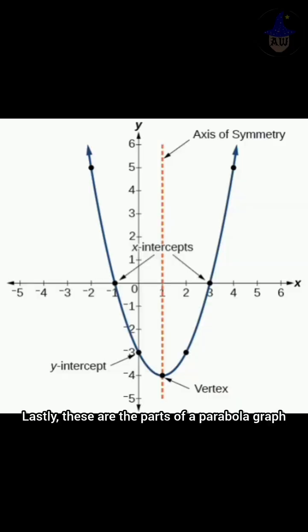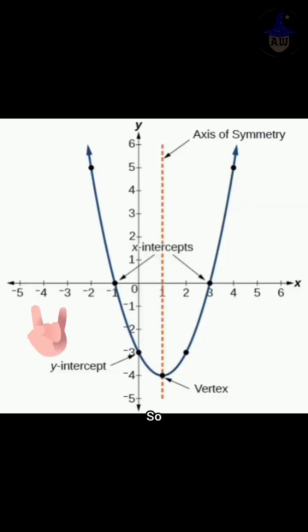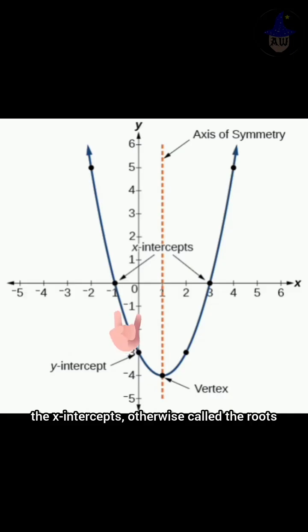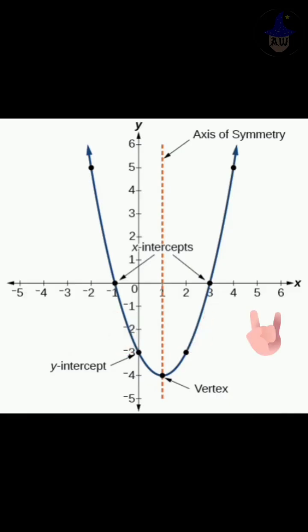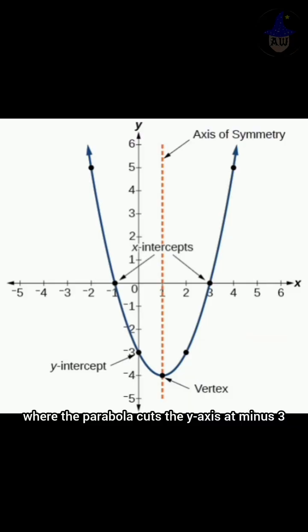Lastly, these are the parts of a parabola graph. So the x-intercepts, otherwise called the roots, are -1 and 3 for this graph. The y-intercept is where the parabola cuts the y-axis at -3, and the vertex is the lowest point on the parabola. The axis of symmetry passes through the vertex, and it's a vertical straight line.